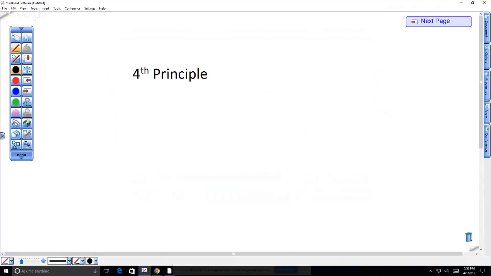Okay, so let's look at the fourth principle. The fourth principle to a sustainable society is that we must have incentives for sustainable behavior. Okay, so we must provide incentives for sustainable behavior.